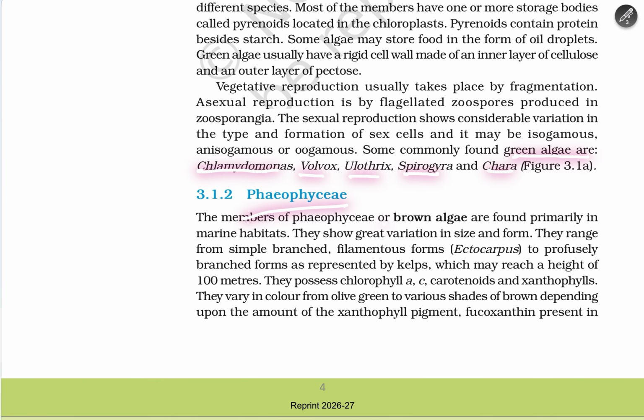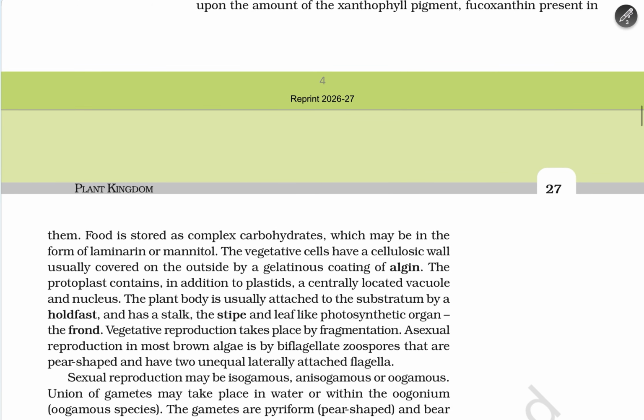Phaeophyceae. The members of Phaeophyceae, or the brown algae, are found primarily in the marine habitat. They show great variation in size and form. They range from simple branched filamentous forms like Ectocarpus to profusely branched forms represented by kelps, which may reach a height of 100 meters. They possess chlorophyll a, c and carotenoids, xanthophylls. They vary in color from olive green to various shades of brown depending upon the amount of the xanthophyll pigment fucoxanthin present in them. Food is stored as complex carbohydrate, which may be in the form of laminarin or mannitol.